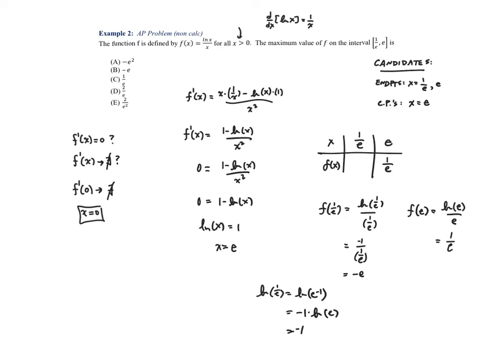So which of those two is a larger output? Clearly f of e would be the larger of the two. And thus that would be our max value. Our max value is not e. Our max value is the output. Okay? Therefore, looks like our answer here would be C. Let's look at another example.